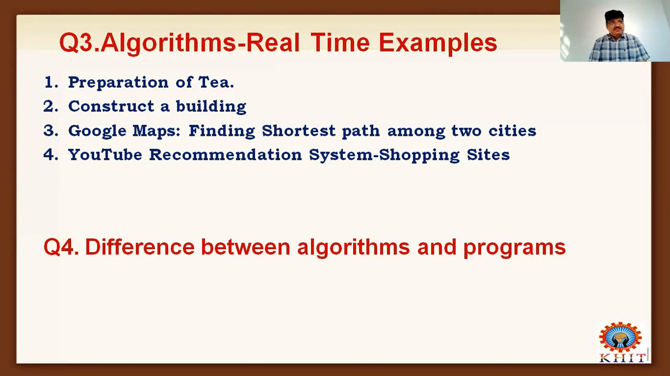The question is here. The algorithm comes first. Later on, based on the algorithm only, the program is to be developed and implemented. The algorithm is designed based on the design. A program is to be developed, implemented, and tested. But in an algorithm, we are simply doing only design. That means the algorithm comes first, and later on the program comes.